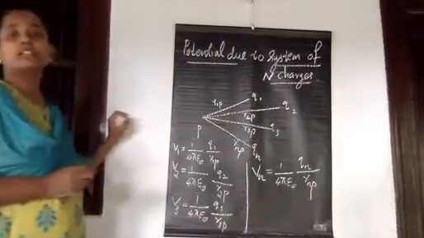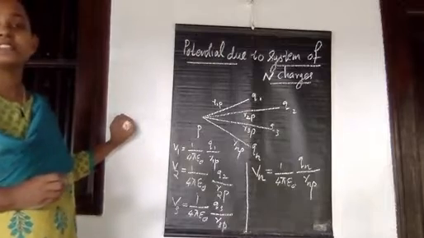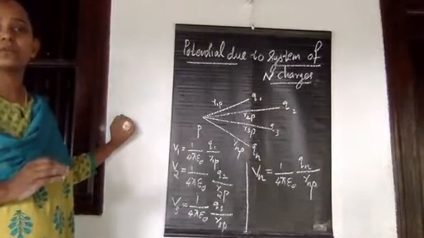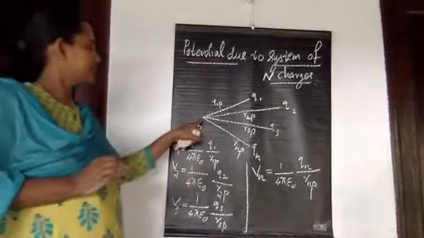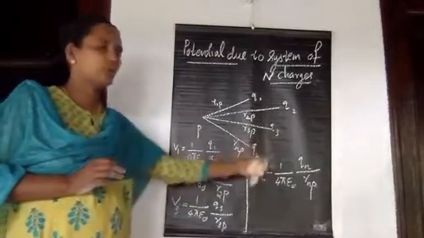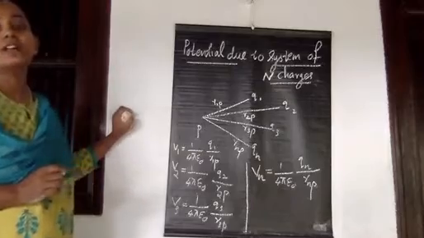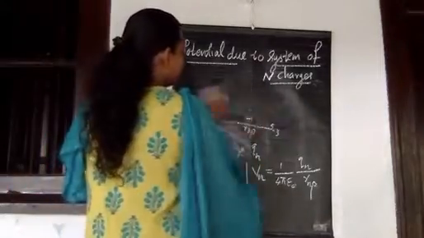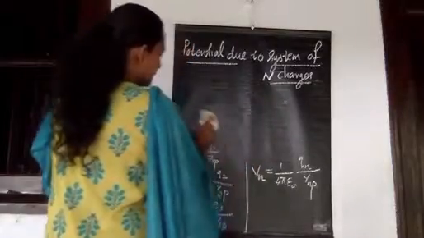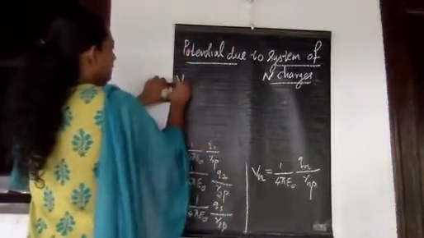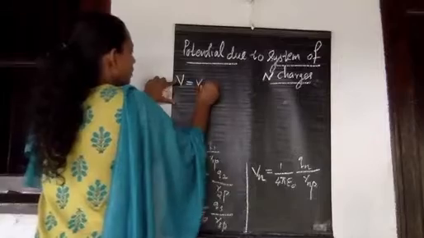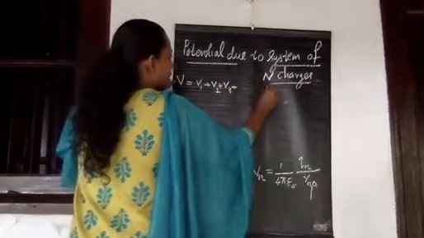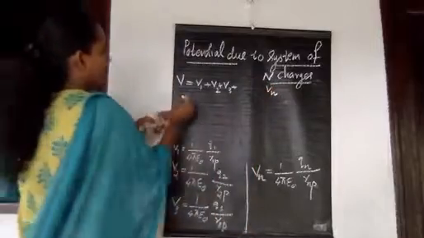But we know that potential is a scalar quantity. So you can add it using the principle of superposition. That means the net potential at this point is simply the algebraic sum of the potentials due to the individual charges. So what will be the total potential at that point P? The total potential at that point P is V equal to V1 plus V2 plus V3 plus etc. up to Vn.